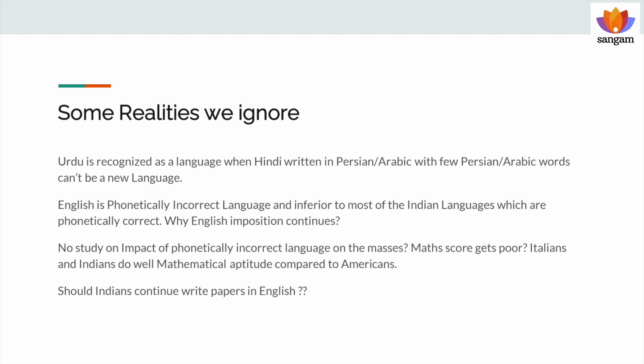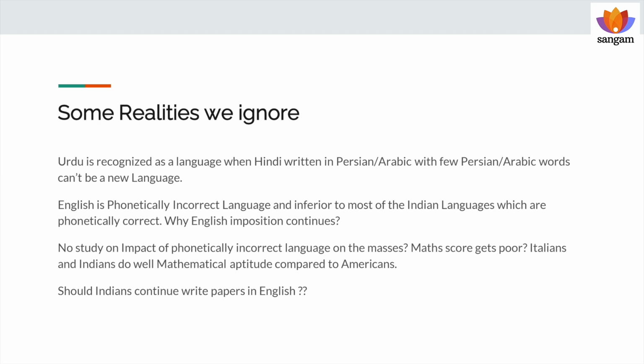Now, there is no study on the impact of phonetically incorrect language on the masses. We know the math scores of students who have English, or a phonetically incorrect language, as their first language are poorer than those of students whose native language is phonetically correct, like Indians and Italians. Their mathematical aptitude is higher than Americans. So this is just an observation here.